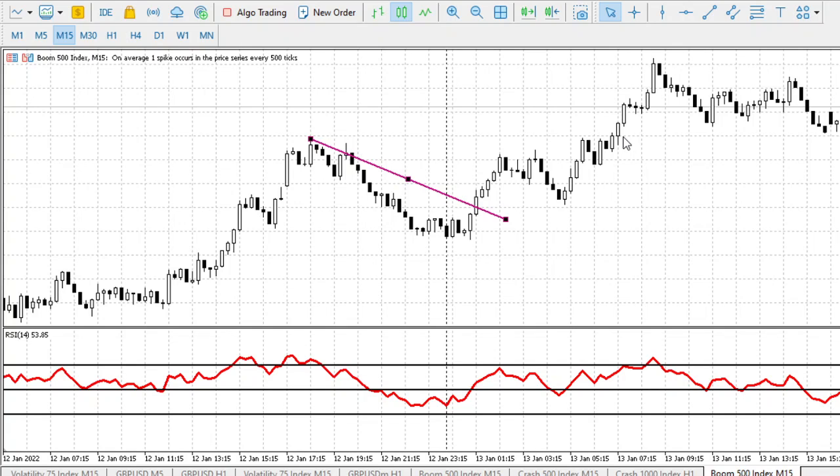So this is it, guys. This is how you can trade boom and crash. On exit on this strategy, you can either target the previous high, or you can go for the oversold area. So this is it, guys. This is how you can trade boom and crash.